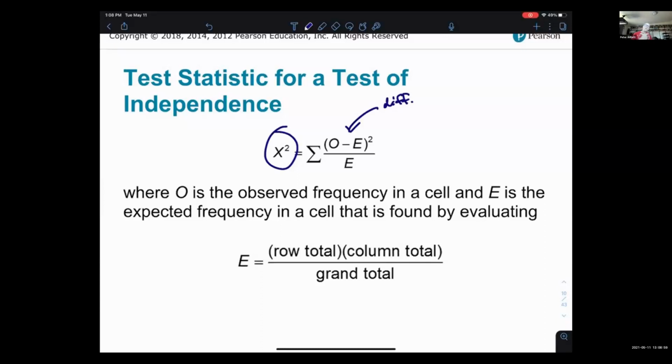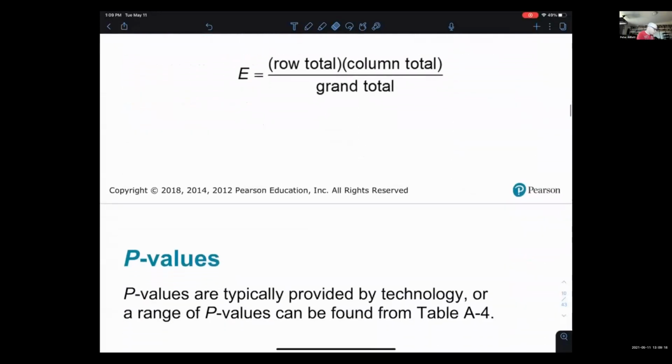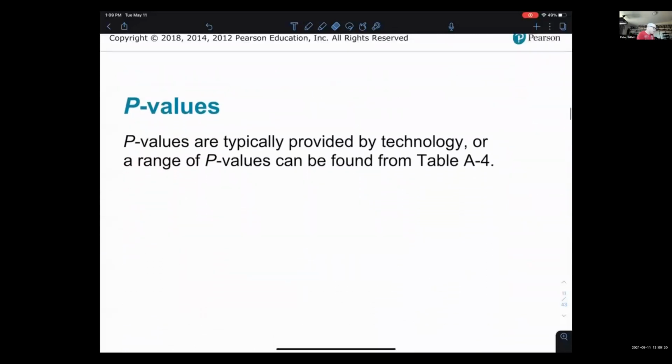Now, they do have a formula for getting an expected value, and I could explain it, but students never seem to feel that helped them. So let's just go with what it says and the fact that those expected values can be looked at or demonstrated, but StatCrunch is going to do the work for us. All right, so let's skip through this formula stuff. P-values are typically provided by technology. That's going to be our go-to method. But a range of p-values can be found from that table that we hopefully never use at this point.